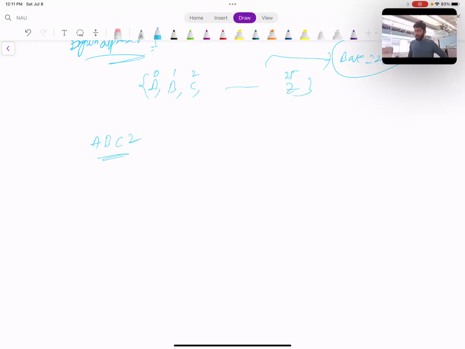Now, how to find the radix value? Pick the base value of Z. What is the value of Z? It is 25. So 25 into 25 power 0. Then pick the character C. What is the value of C? 2. So 2 into 25 power 1. Now pick B. What is B? 1. So 1 into 25 power 2. Plus here it is A. What is A? 0. So 0 into 25 power 3.